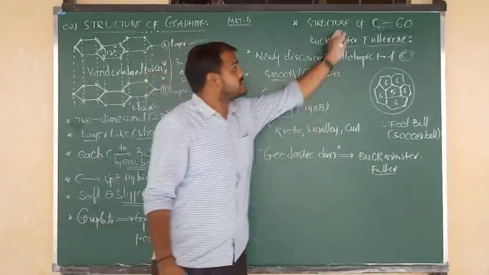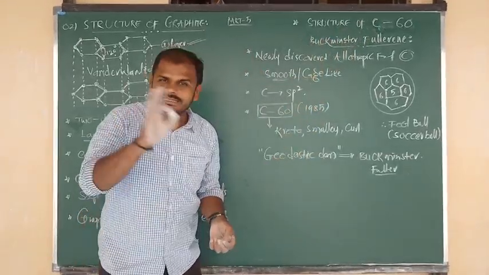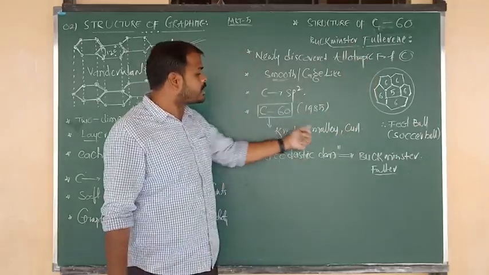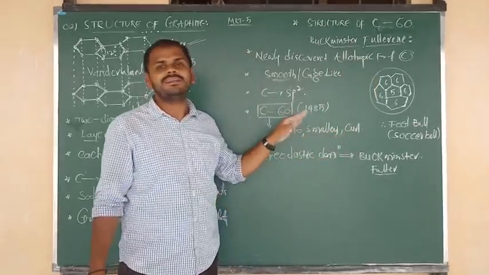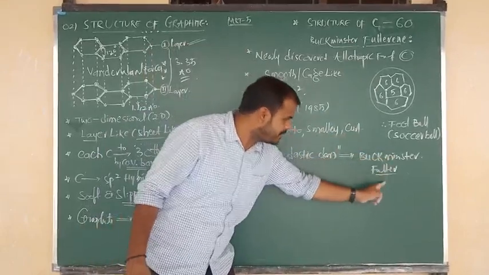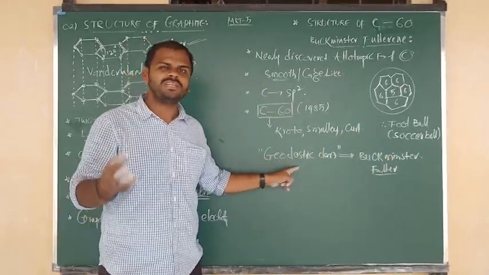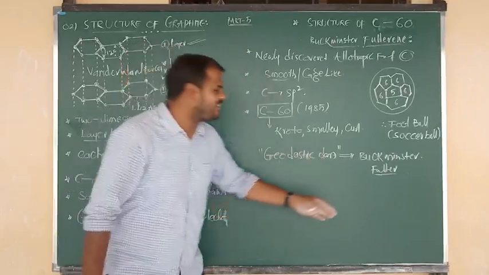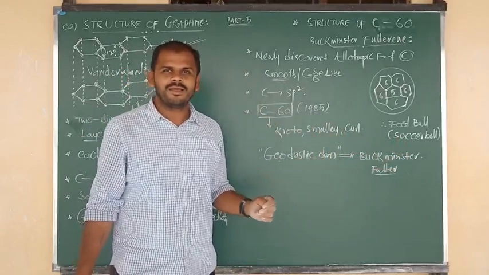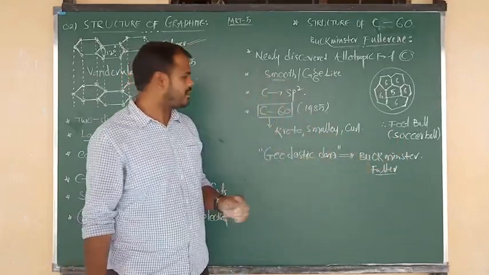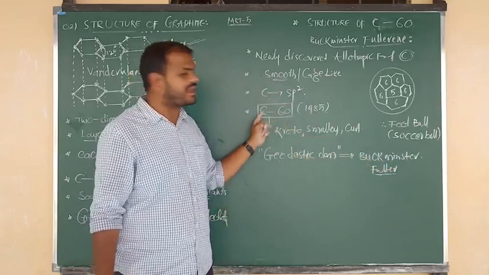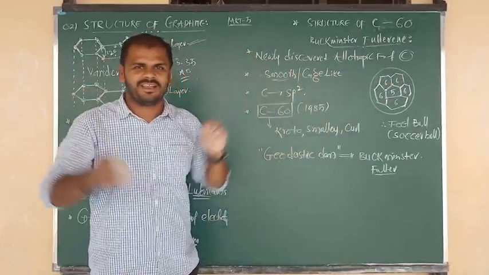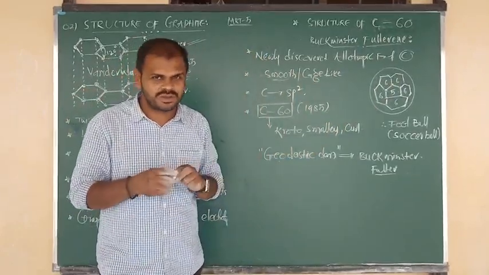Actually, you should not think, sir, that C60 molecules were discovered by Buckminster. The C60 molecule was not discovered by Buckminster. It was discovered by Kroto, Smalley, and Curl. But at the time, Buckminster Fuller made one more big achievement, the geodesic dome. So in honor of that architect, all three scientists gave C60 the name Buckminster Fullerene. I hope you understand the story clearly.